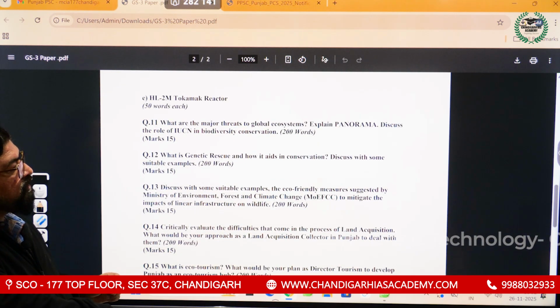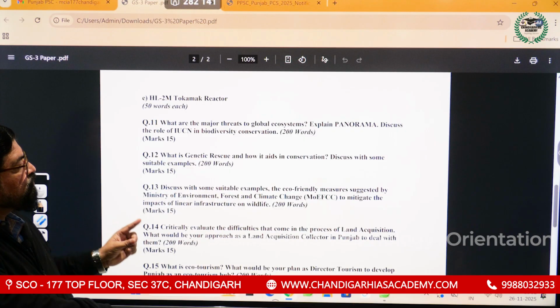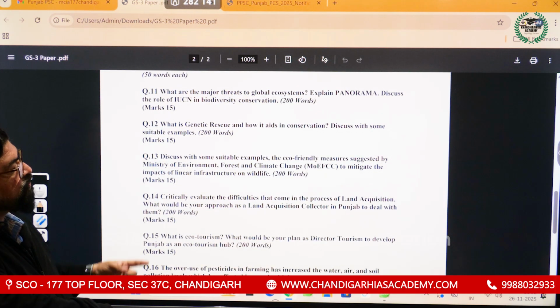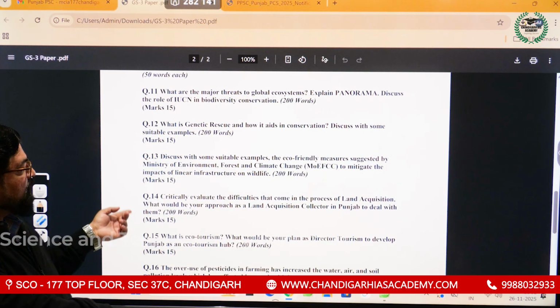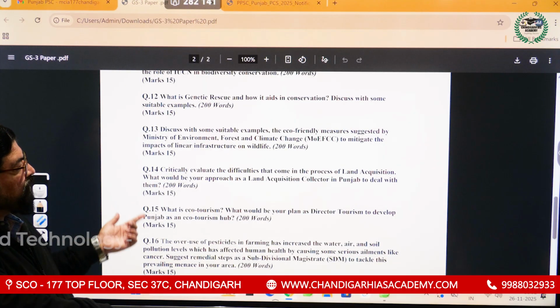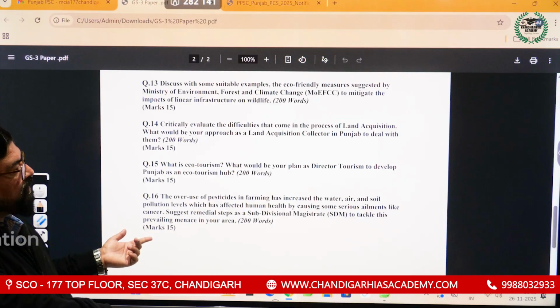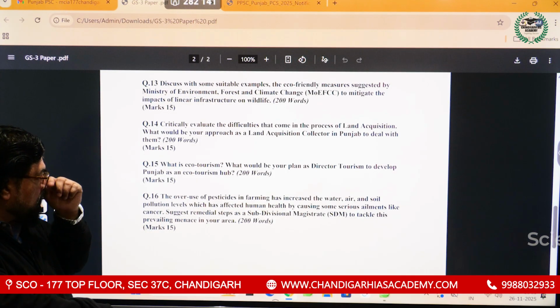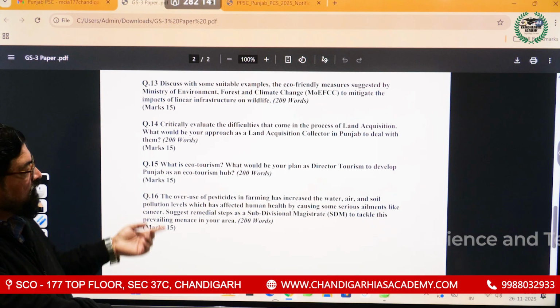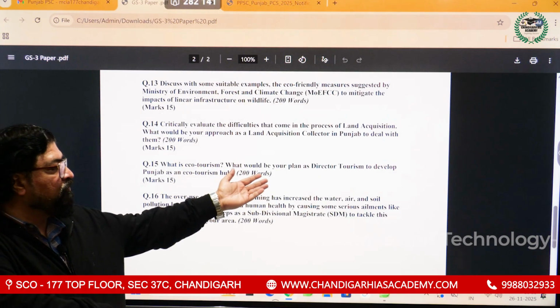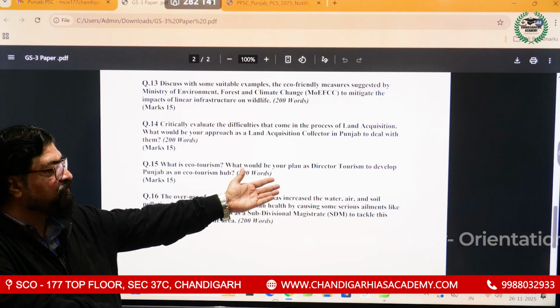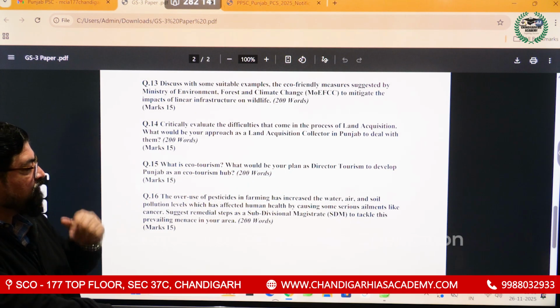Major threat to global ecosystem. Explain panorama. Discuss the role of IUCN in biodiversity conservation. What is genetic rescue and how it aids in conservation, with suitable examples. Eco-friendly measures suggested by MoEFCC. Linear infrastructure and wildlife impact. Land acquisition part, and as a collector, how will you deal with the problem? What is ecotourism? What would be your plan as director of tourism to develop Punjab as an ecotourism hub?